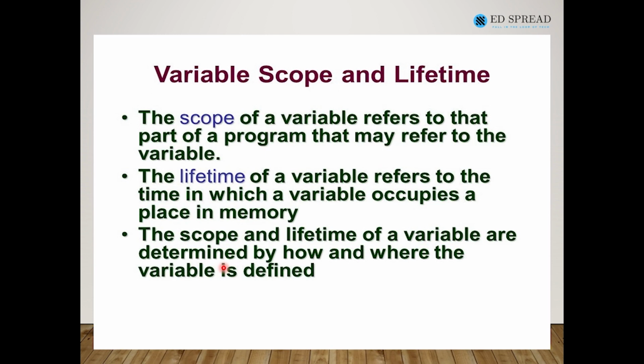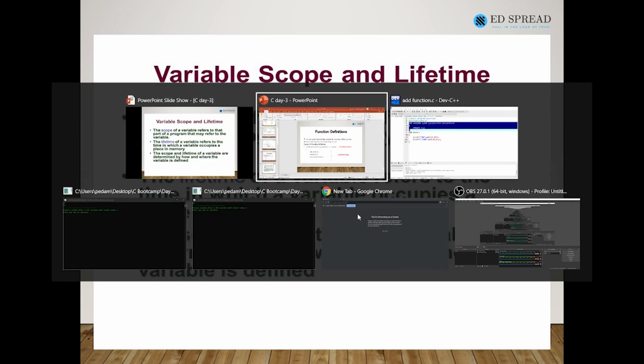Now, variable scope and lifetime. Why do we use this return function? Everything we are going to learn in this particular part. The scope of a variable refers to that part of the program that may refer to the variable. The lifetime of a variable refers to the time in which the variable occupies a place in memory. The scope and lifetime of a variable are determined by how and where the variable is defined. Now, I'm going to show you a very small program where this is going to be useful.